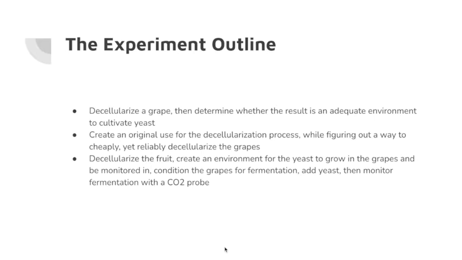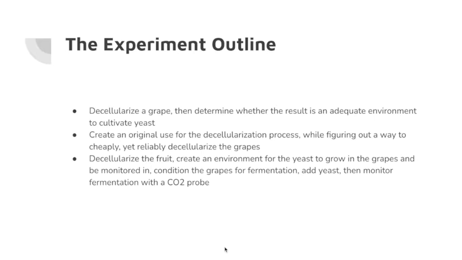For the experiment, the goal was to decellularize a grape, then determine whether the result is an adequate environment to cultivate yeast. By doing this, it creates an original use for the decellularization process, while figuring out a way to cheaply yet reliably decellularize the grapes.